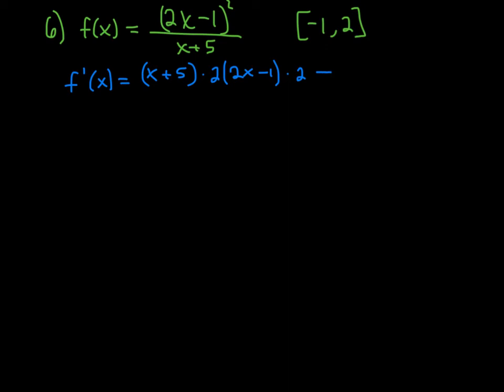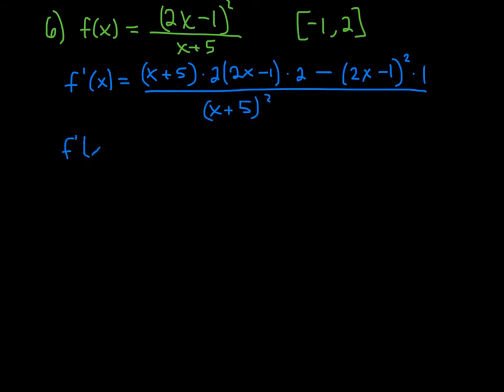Minus, so that was low d high, minus high, which would be 2x minus 1 squared. D low would just be times 1. All over x plus 5 quantity squared. All right, so let's clean up that top. Over top of this, I would have 2 times 2 would be 4. I'm talking about these 2's.